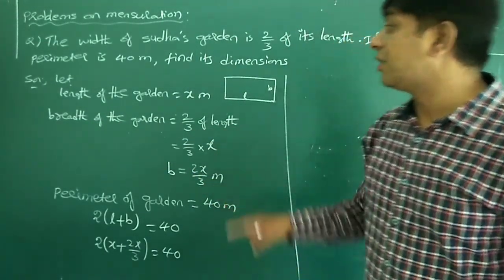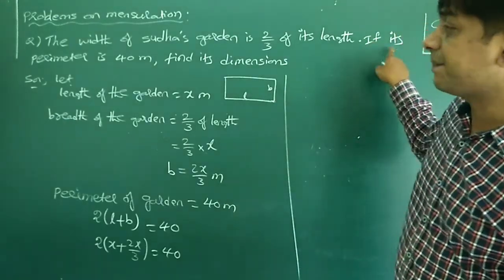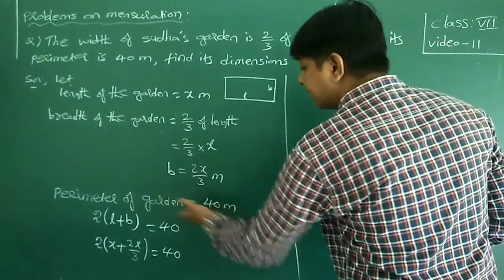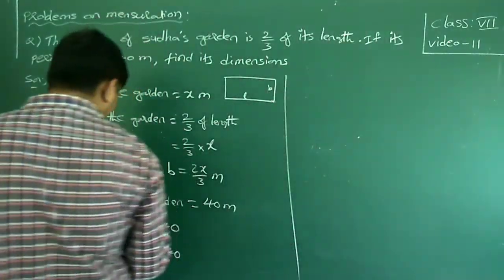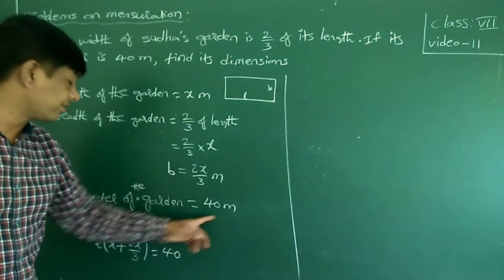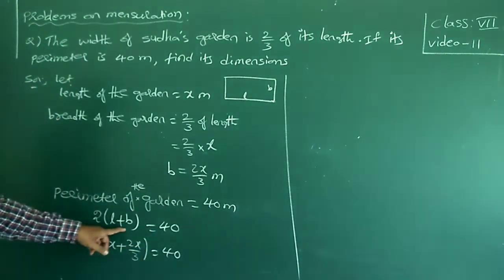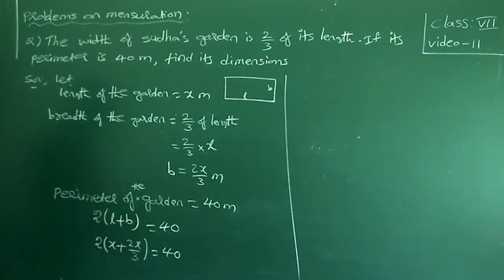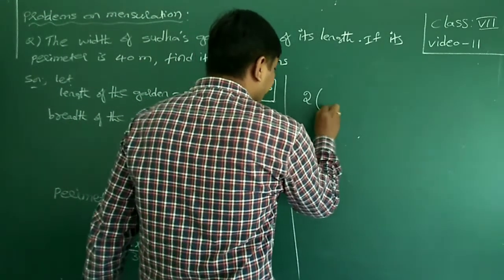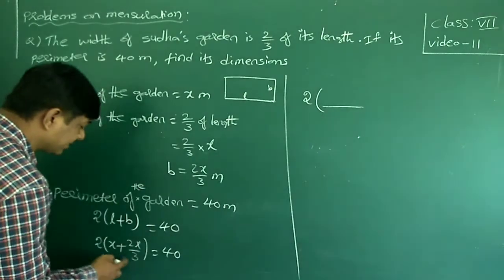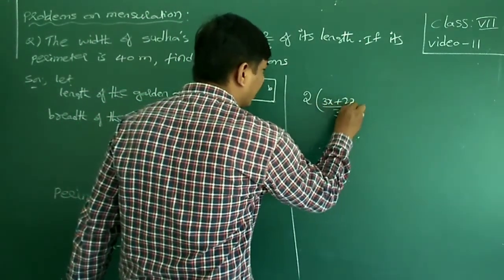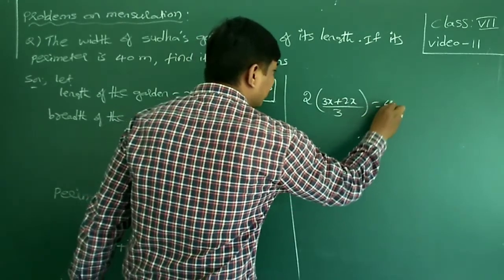Now as per the question, the perimeter of the garden is equal to 40 meters. Perimeter formula is 2 into L plus B is equal to 40 meters. Now, inside the bracket, the LCM is 3. Now 3x plus 2x is equal to 40.